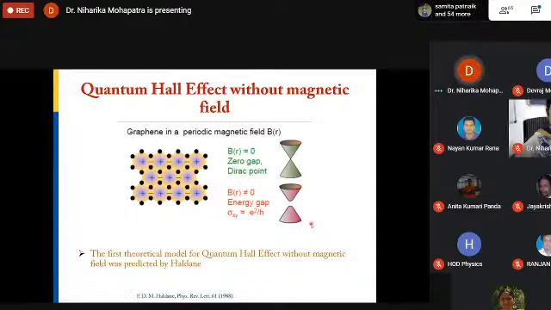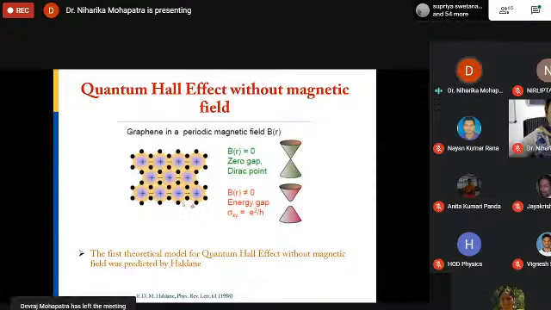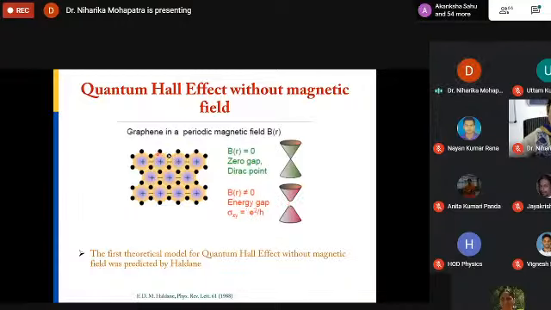This is the first prediction that was given by Haldane. So he showed that if you have a periodic magnetic field, like B is not equal to 0 locally, then you can open a gap, okay? And you can have a quantum Hall state in this situation even without a net magnetic field. He just calculated from a simple tight binding model and showed that you can have a quantum Hall state even without magnetic field. But this was also extended to 3 dimensions, other systems and all.